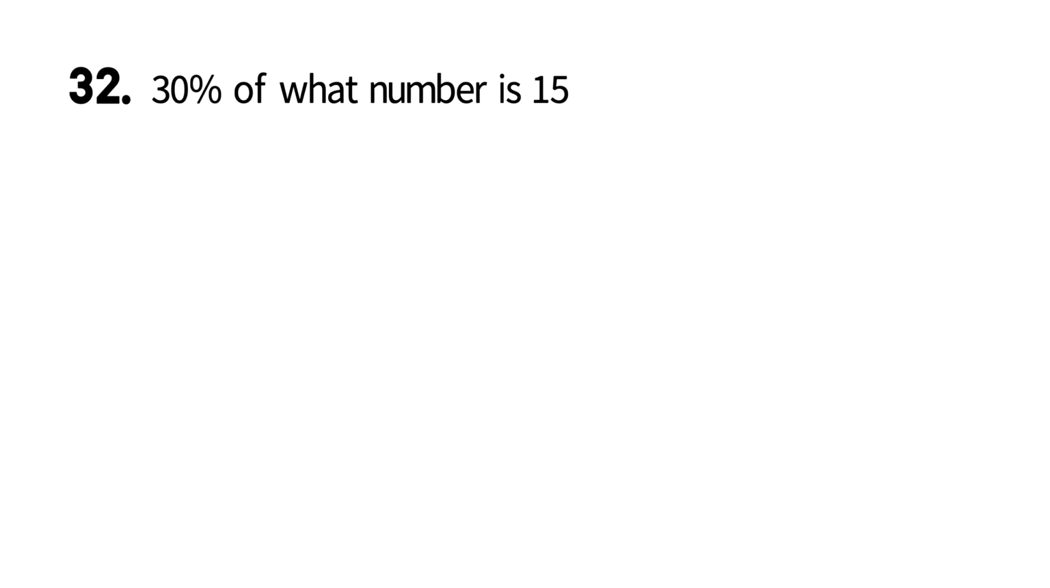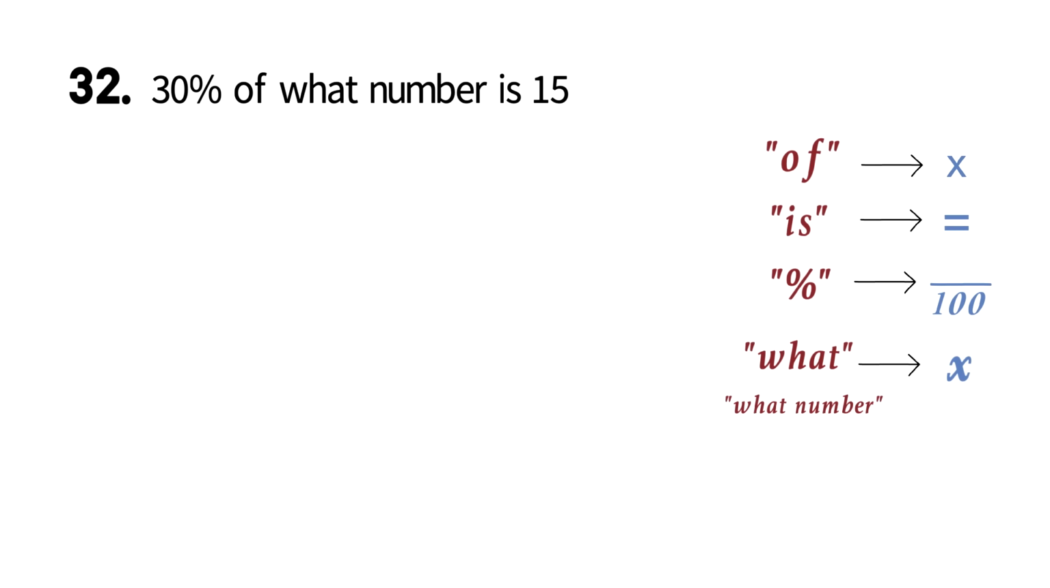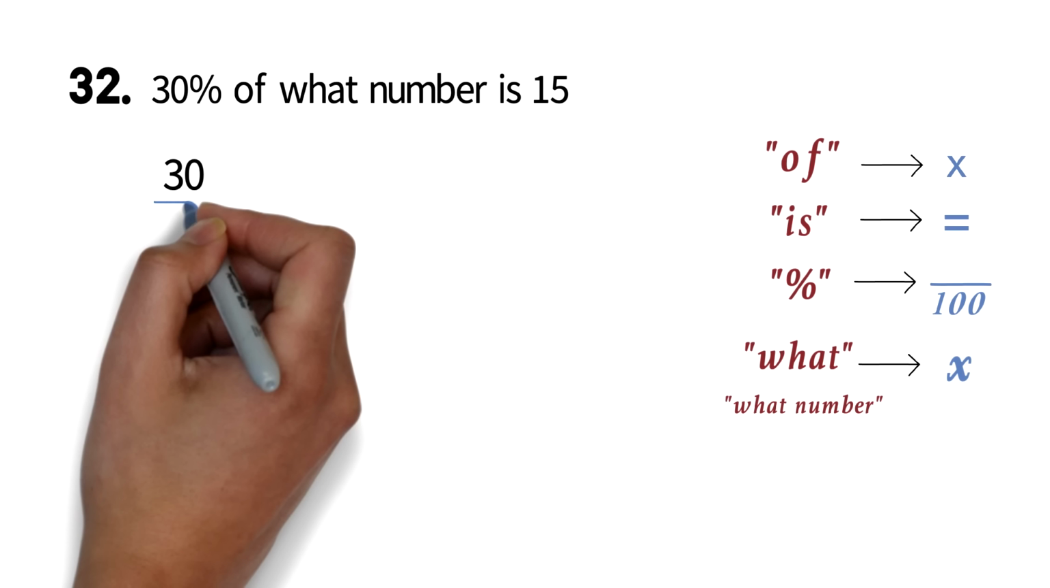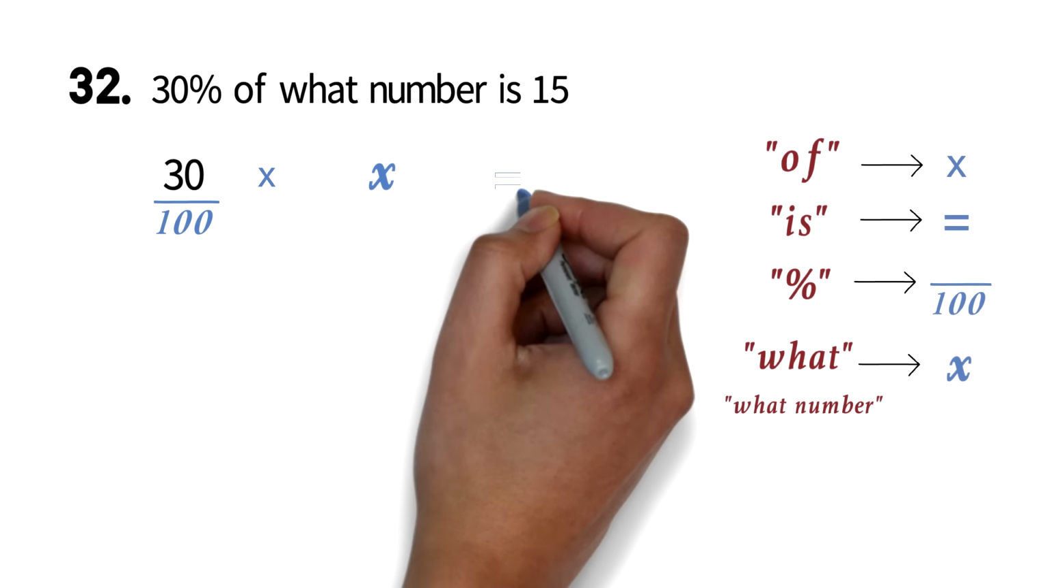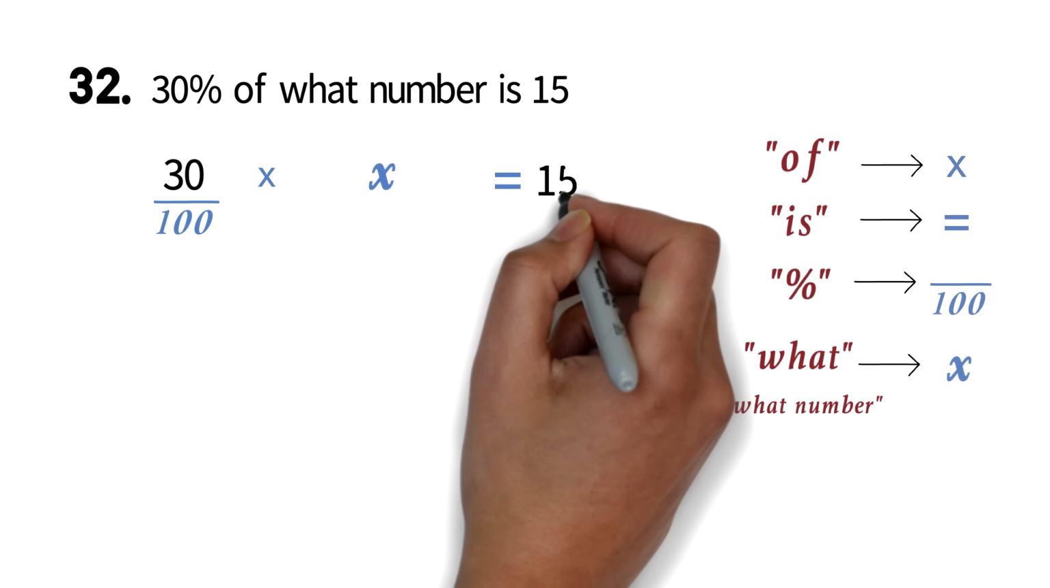30% of what number is 15? Let's translate to math. We have 30. We know that percent means over 100. Of means multiplication. What number is our unknown, so we can represent it by X. Is means equal to. Then we have our 15.